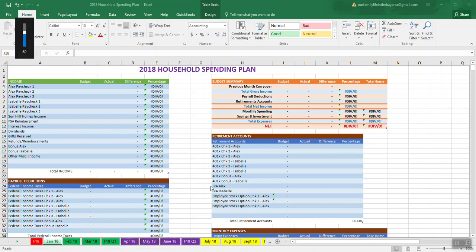So today I wanted to go over my family's 2018 household spending plan. This is the template that I use for all of our expenses. It's been about 3 years, 4 years since I've been using this, and it's worked great. At the end of every single year, I make some adjustments, such as if there's an expense that we don't have anymore, I just take it out and reformat all the formulas and everything. But this is the template that I use, and it's worked great for us.